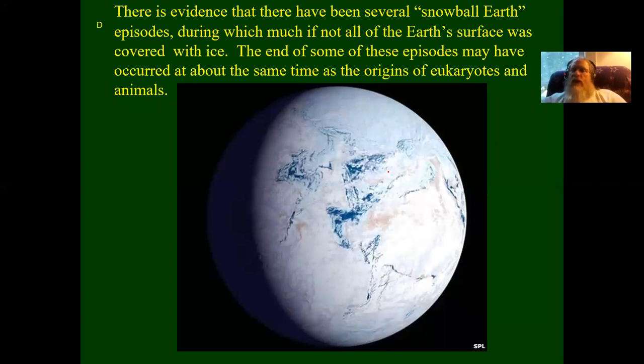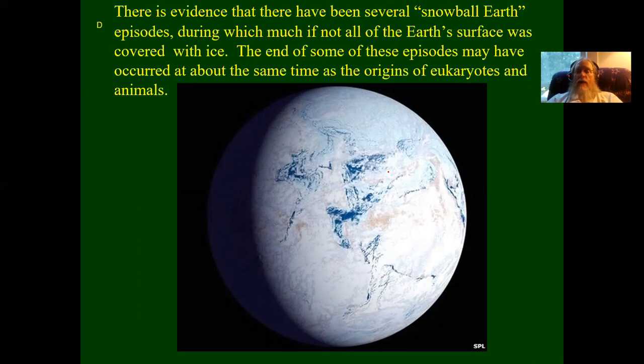Now, there's evidence that the Earth has had several what we call snowball Earth episodes, during which much, if not all, of the Earth's surface was covered with ice. And when this happens, this is likely to be a mass extinction event because, well, you freeze over the whole Earth, you're probably going to kill a lot of what was already there. But when it ends, it then opens up a lot of opportunities for survivors.